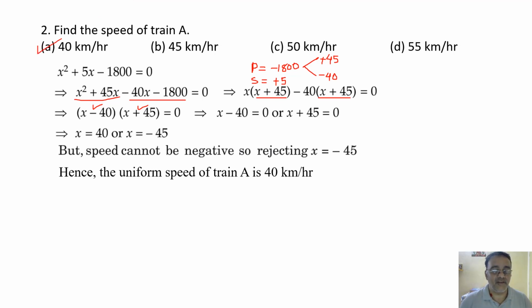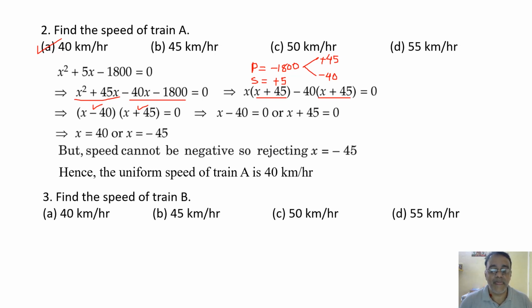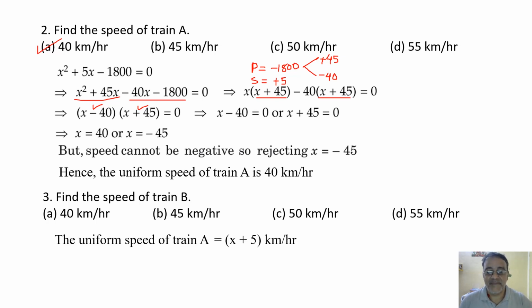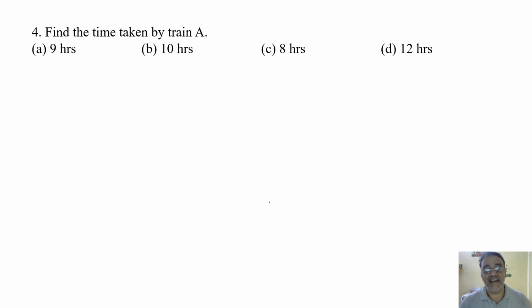Option A, right. Now the next one, find the speed of train B. The speed of train B is x plus 5, right? That means 40 plus 5. And the final answer is 45 kilometer per hour. Correct option? Option B. Option B, right. Now the next question, find the time taken by train A. So time, the formula is distance upon speed. So speed of train is 40 kilometer per hour.